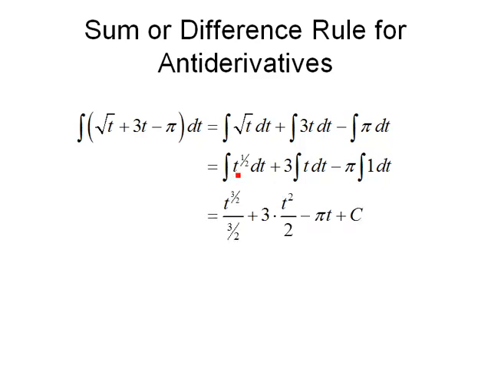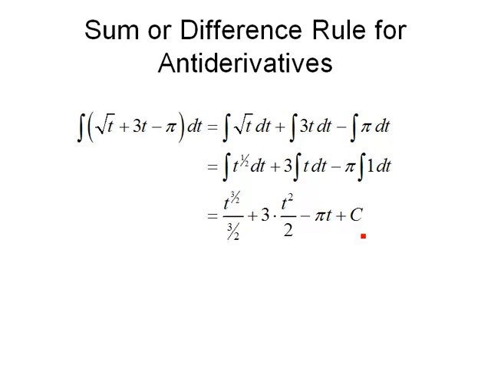When I raise the power and divide by it on t to the 1/2, I get t to the 3/2 divided by 3/2. When I take the antiderivative of t with respect to t, I get t squared over 2, and then I'll multiply by my constant 3. And the antiderivative of 1, well, the derivative of what gives me 1? Well, the derivative of t is 1. So I get minus pi t, and then of course I have my integration constant on the end.